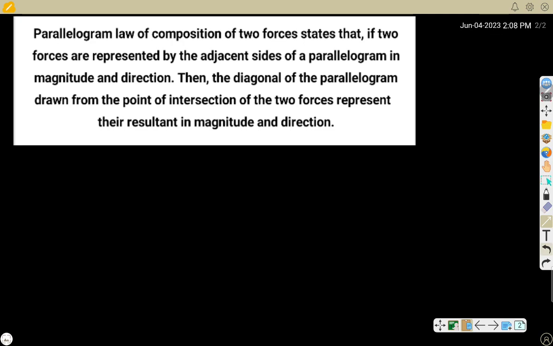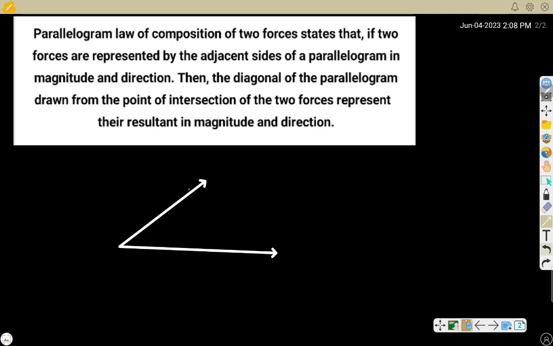Okay, parallelogram law of composition of two forces states that if two forces are represented by the adjacent sides of a parallelogram in magnitude and direction, so this is one vector, this is another vector. So these two vectors are represented by the adjacent sides of a parallelogram. So that's what the law is saying.